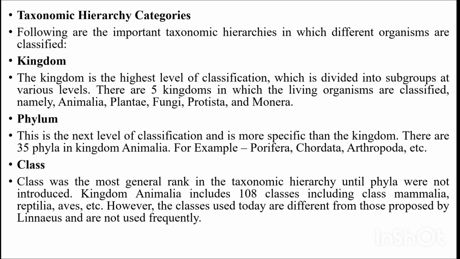Taxonomic hierarchy categories. So at first, the kingdom, it is the highest level of classification, which is divided into many phylum or division. Then phylum, it is the next level of classification. There are 35 phyla under Animalia, like Porifera, Chordata, Arthropoda. Then under the phylum, many classes are there. So classes, for example, under the kingdom Animalia, 108 classes are there, like Mammalia, Reptilia, Aves.